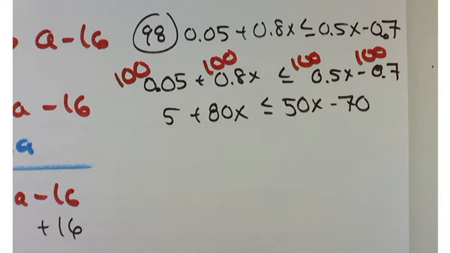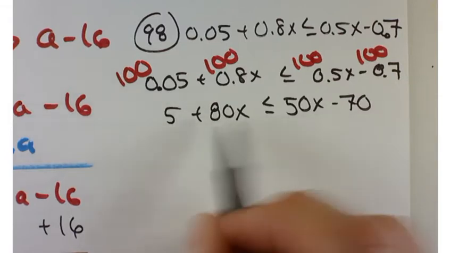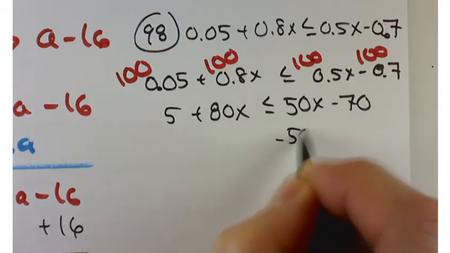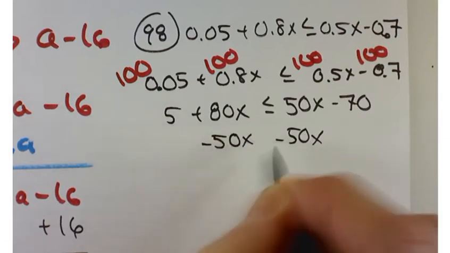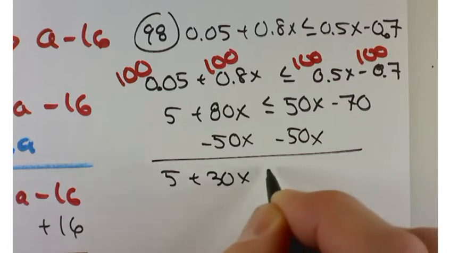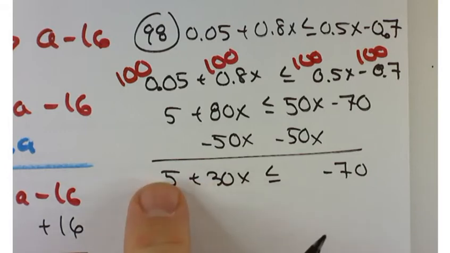So again, get the variable on one side, the constants on the other side. Let's see. Christian, what side should we put the variables on? Which coefficient is bigger, the left one or the right one? All right, good. So let's move things to the left. So minus 50x on both sides. 5 plus 30x is less than or equal to negative 70. So my variables here, let's get rid of the constants, put them on the other side.